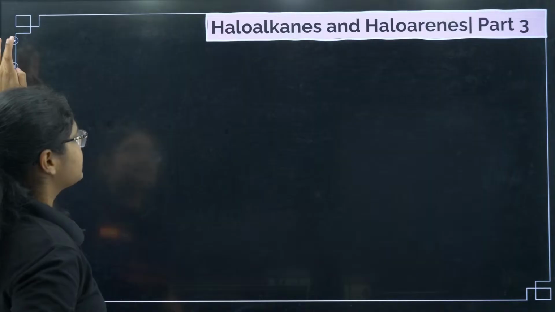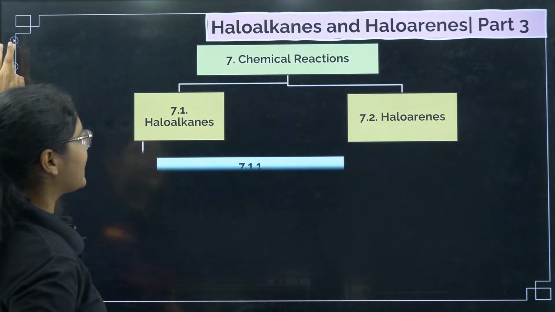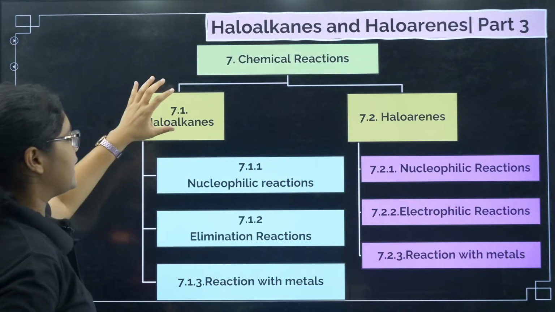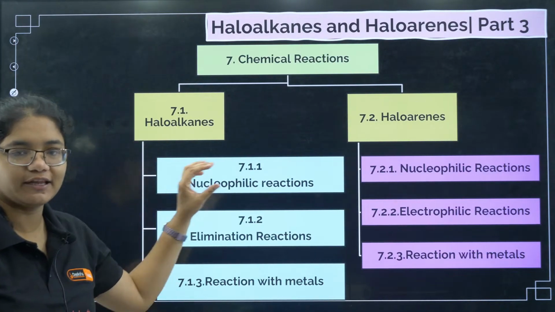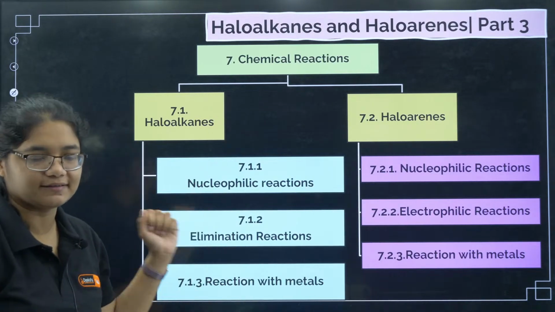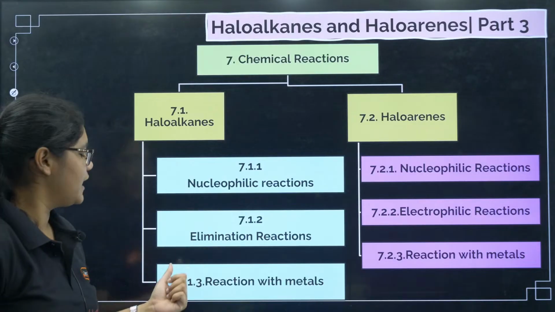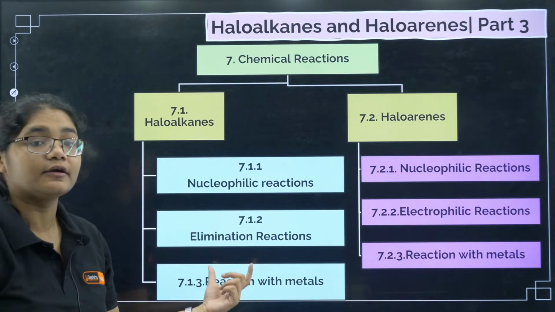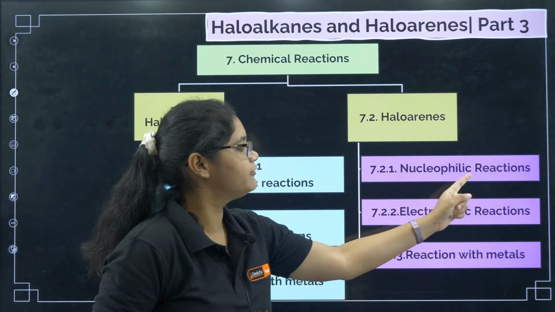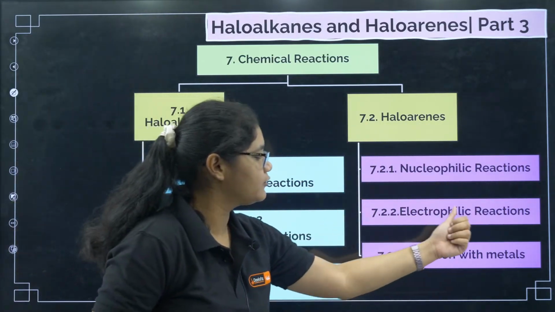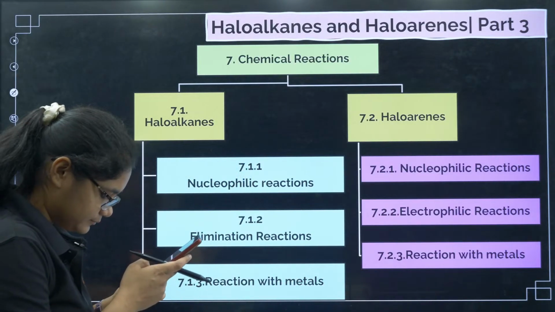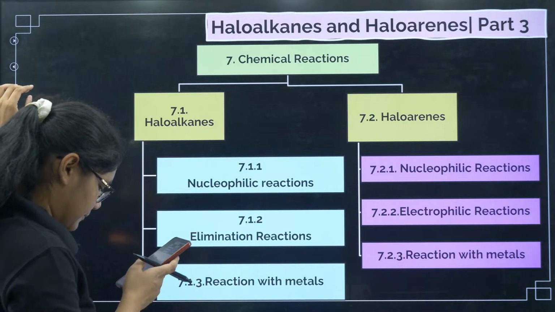Next we will have chemical reactions of haloalkanes and haloarenes. In haloalkanes, what all reactions do we have? Nucleophilic reactions, and if you remember, in nucleophilic reactions we have SN1 and SN2. Then we have elimination reactions, and we have reactions with metals, that is your Grignard reagent and Wurtz reaction. Similarly, in haloarenes, we have nucleophilic reactions, then we have electrophilic reactions and reactions with metals. So, okay, let's move forward.